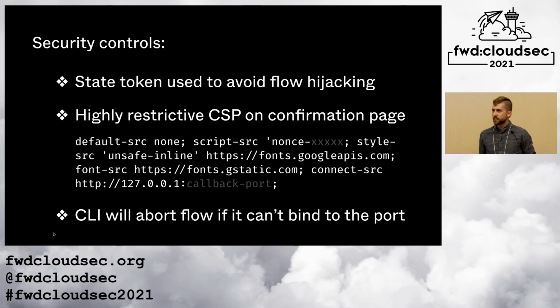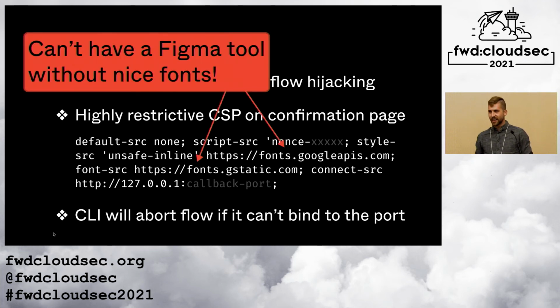Obviously, building a flow like this, we had to have some strong security controls. There's a state token used to prevent flow hijacking, so you can't get in the middle of this. We have a highly restrictive CSP on the confirmation page to try and avoid any possibility of cross-site scripting attacks, and the CLI will abort if it can't bind to the port. One thing I'd like to call out is that because this is Figma, even if you're just setting up a CLI authentication page, you got to have nice fonts, so our CSP does include those.